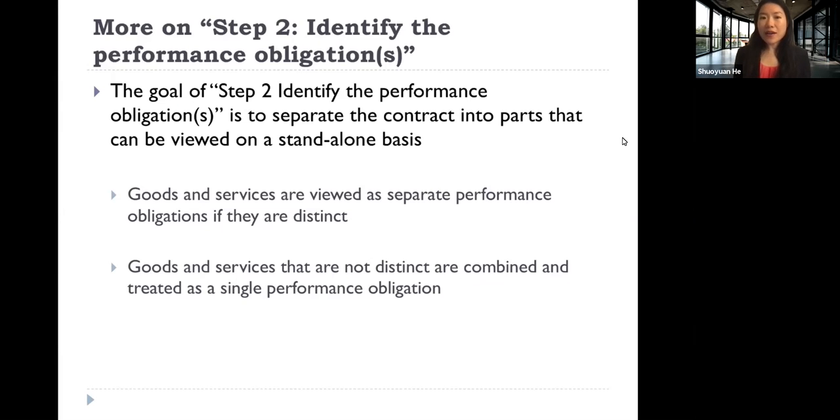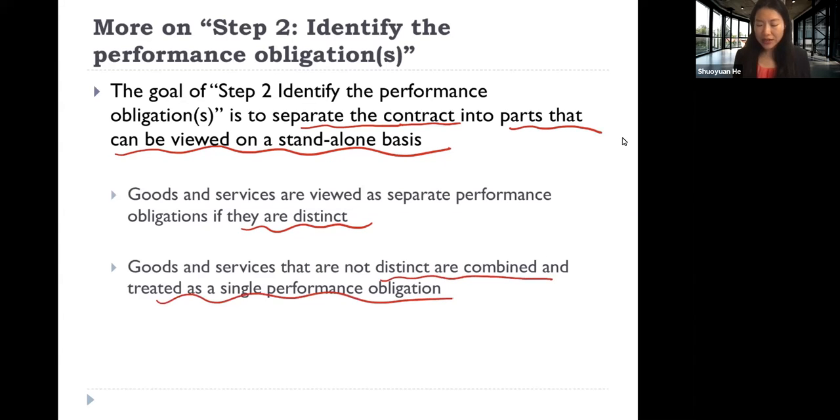The goal here is to separate the contract into parts that can be viewed on a standalone basis, goods and services. So how are they viewed as separate performance obligations? They are viewed as separate performance obligations if they're distinct. And goods and services that are not distinct are combined and treated as a single performance obligation. So the key word here is distinct.